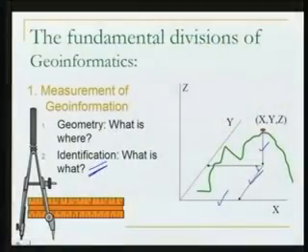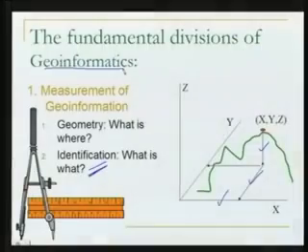So basically whenever we are talking about measurement of geoinformation, we will be doing these two things. Number one, we will be measuring it in terms of a coordinate system. We will fix the x, y, z coordinate of it, and the second thing that we will do, we will try to identify what we have measured.